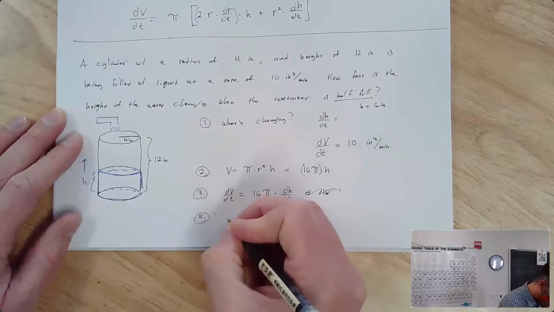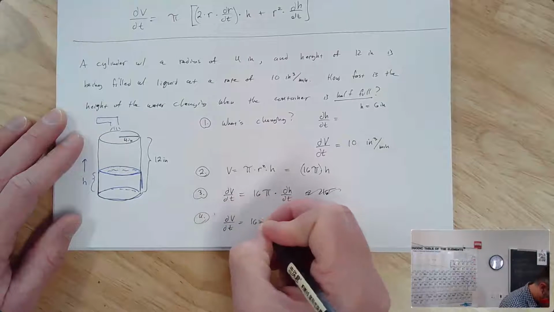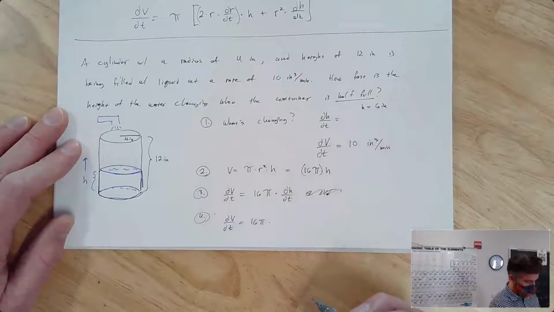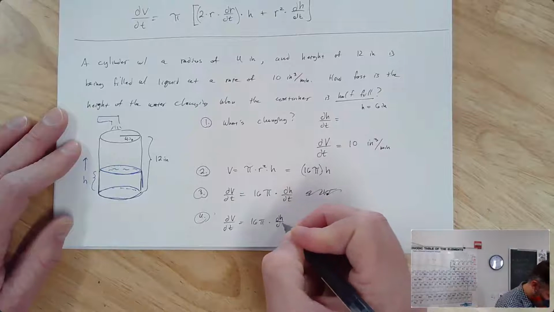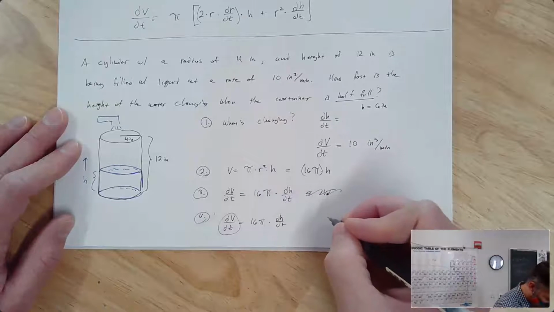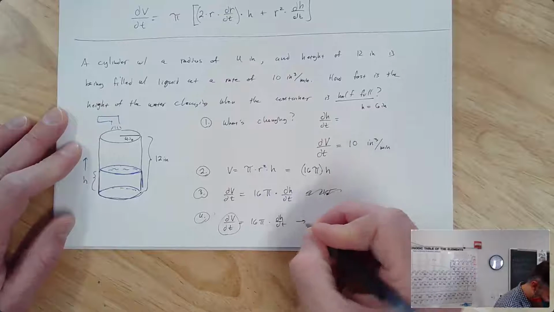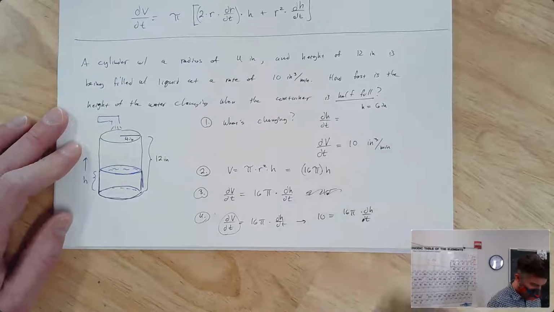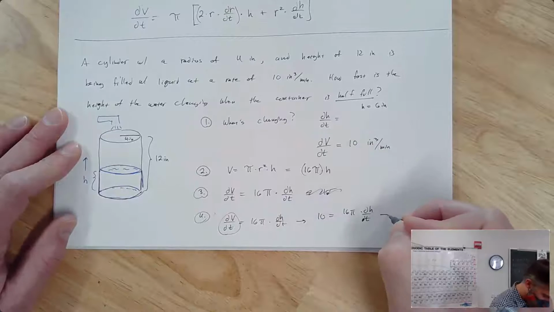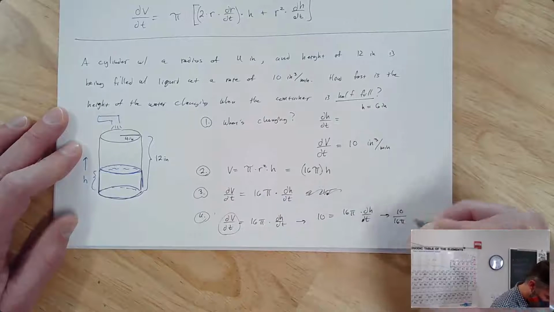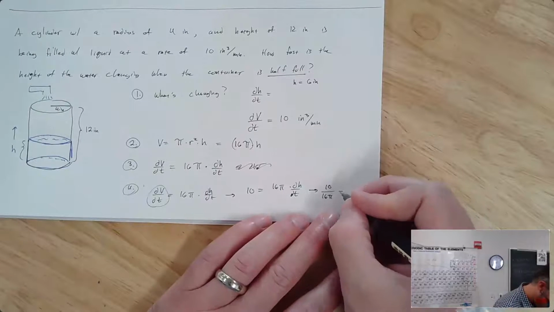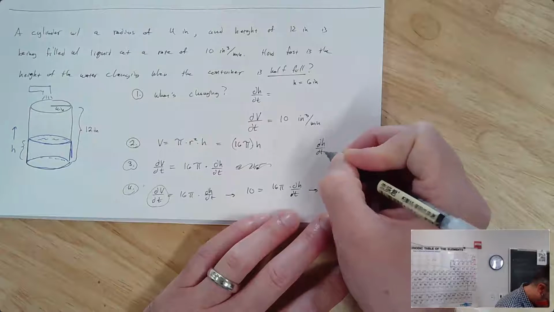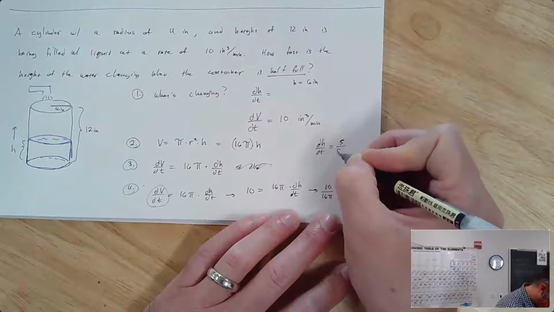Last step, dV/dt is going to be 16 pi times dh/dt, which is, oh, so that's what we want. I plugged in for the wrong thing, right? I should be plugging in for dV/dt. So I've got dV/dt being 10 equals 16 pi times dh/dt. And then solving for dh/dt, I'm going to get 10 divided by 16 pi equal to dh/dt. And simplifying, I have dh/dt equal to 5 over 8 pi.